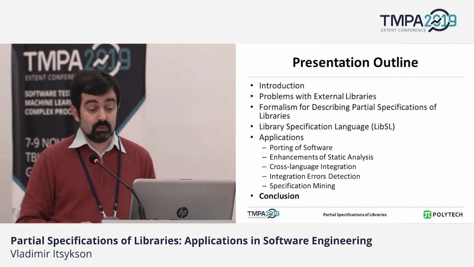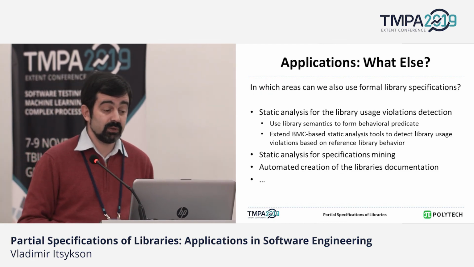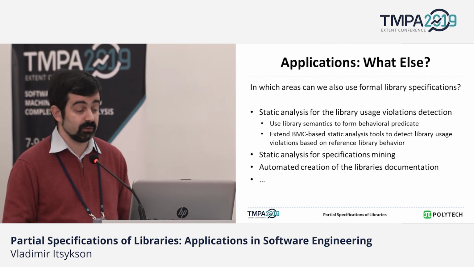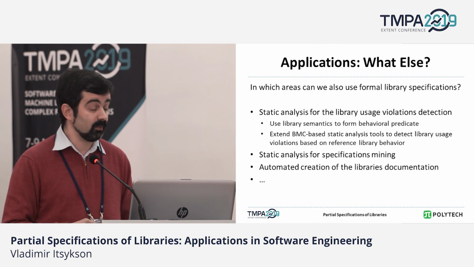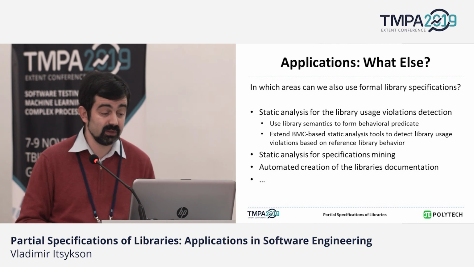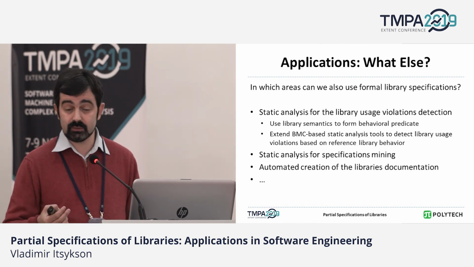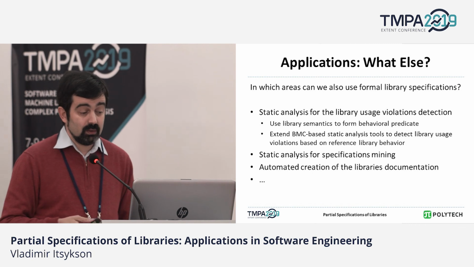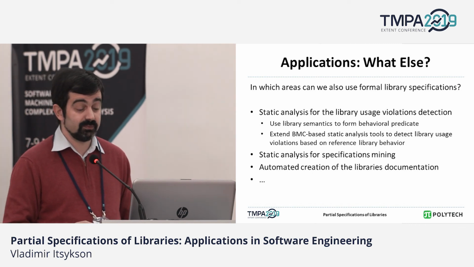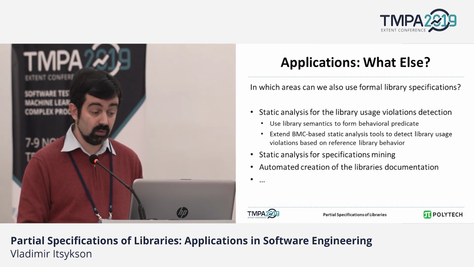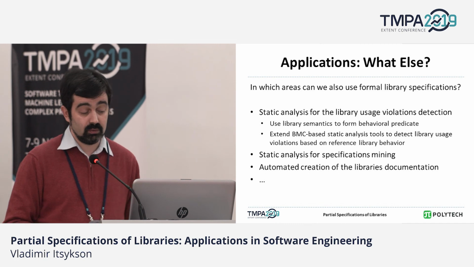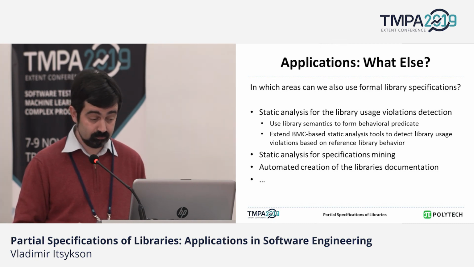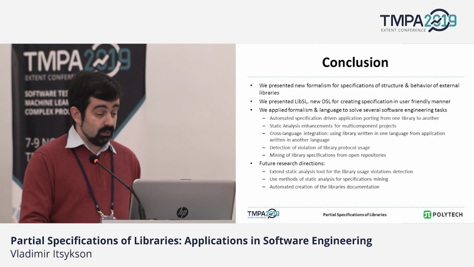Okay, and the conclusion. What about applications and what else? In which areas can we also use formal specification? There are 3 directions for extending our methods. The first is static analysis for library violation detection. In our previous approach, we used dynamic analysis. Of course, we can use static analysis for it. We can also use static analysis for specification mining. And one more way is automatic creation of library documentation based on formal specifications of libraries. That's all. It's the conclusion.